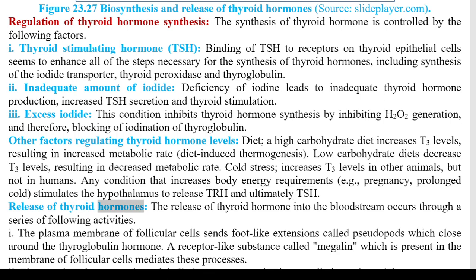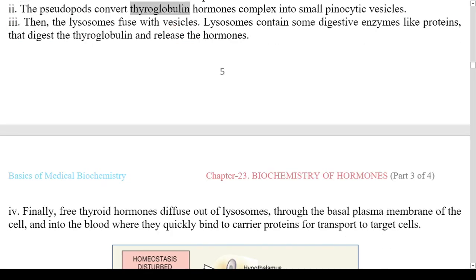Release of thyroid hormones. The release of thyroid hormone into the bloodstream occurs through a series of following activities. 1. The plasma membrane of follicular cells sends foot-like extensions called pseudopods which close around the thyroglobulin hormone. A receptor-like substance called megalin, which is present in the membrane of follicular cells, mediates these processes. 2. The pseudopods convert the thyroglobulin hormone complex into small pinocytic vesicles.